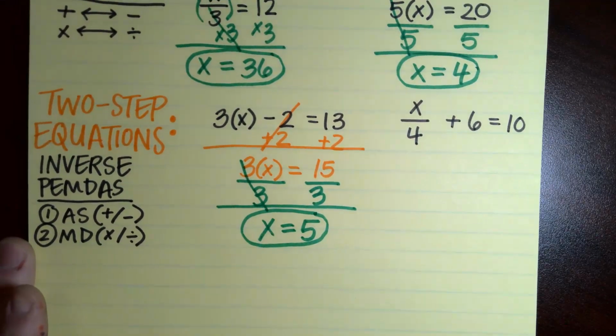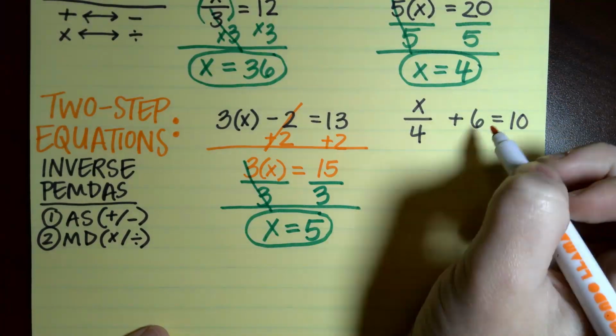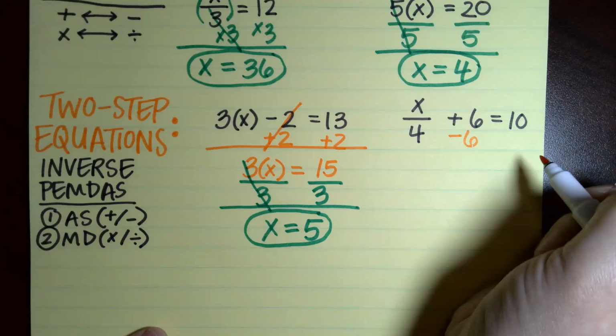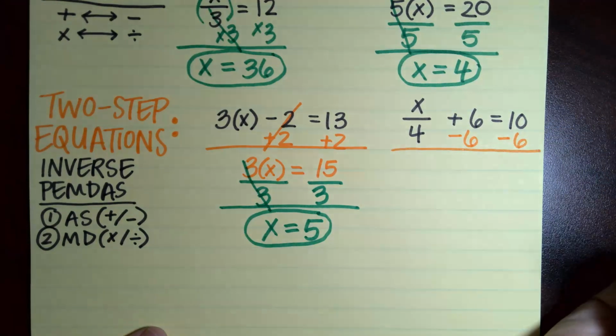So, what does our inverse order of operations tell us to do first? Cancel out the addition plus 6. Yes, we want to get rid of our addition and subtraction first. So, we have a plus 6 here. To get rid of it, we're going to do minus 6. And we've got to do that to both sides of the equation.